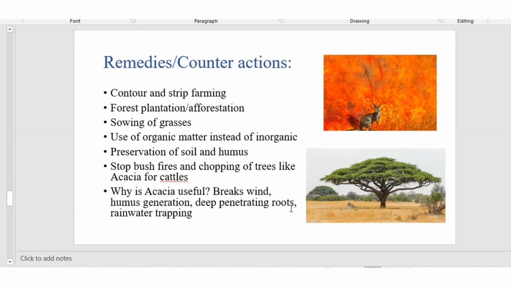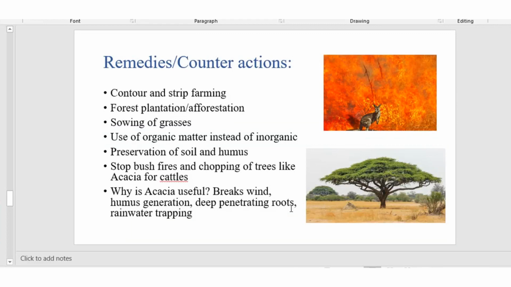So trees like acacia should be grown because they help provide food for cattle, for herbivores. It also is important because it's a good windbreaker when there is a very fast speed of wind. Wind is also sometimes responsible for causing soil erosion, so it can break those winds and prevent or limit soil erosion to a certain extent.